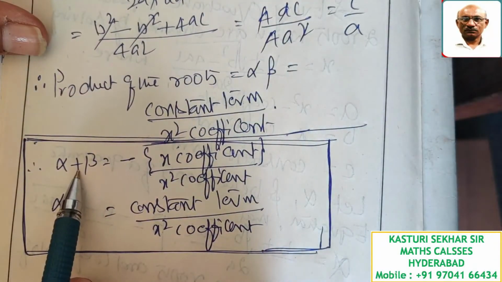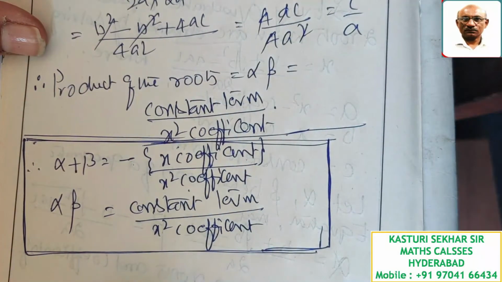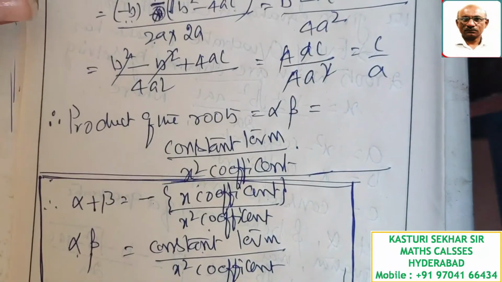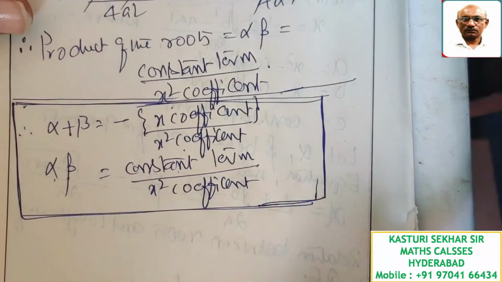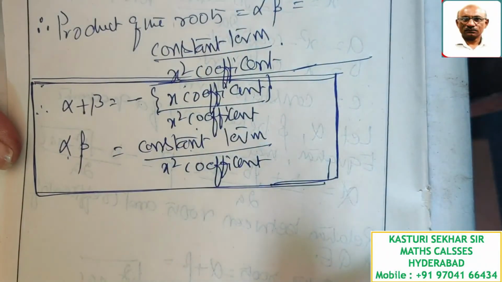Sum of the roots alpha plus beta is equal to minus of x coefficient by x square coefficient. Product of the roots is constant term divided by x square coefficient. This way you have to remember this one. This is more helpful for you to solve the numerical questions.